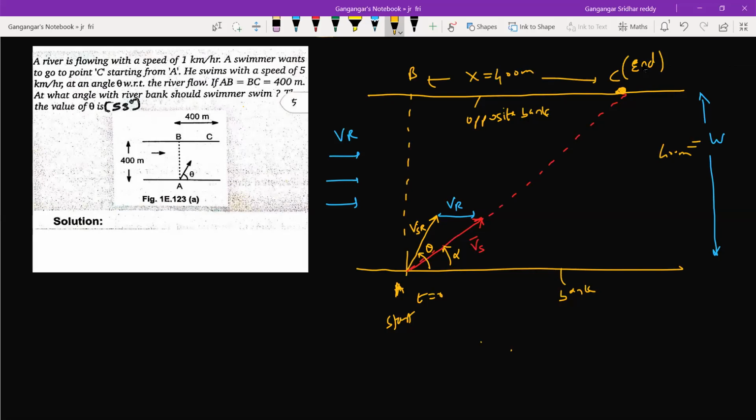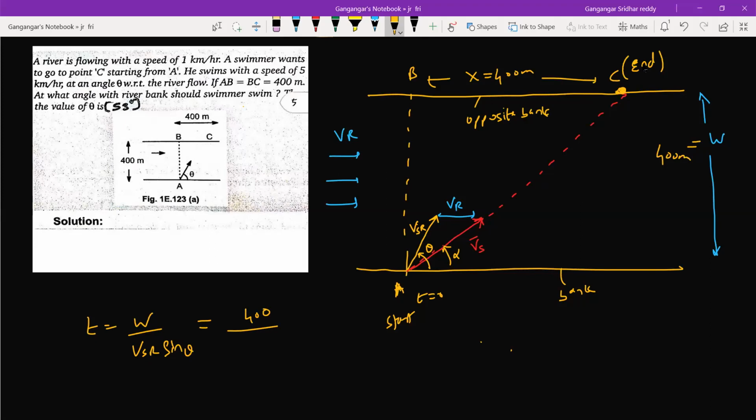So first we'll calculate the time taken to cross the river. We'll start from there. So what is the expression for time taken? W by VSR sine theta. I am changing from problem to problem. In the previous problem it was cos theta, sometimes sine theta. The velocity of swimmer with respect to river along y-axis will determine the time taken to cross the river. So substitute now. What is the width of the river? 400.